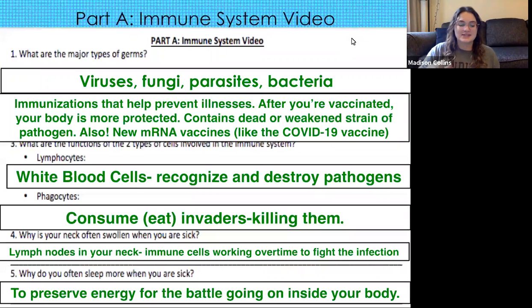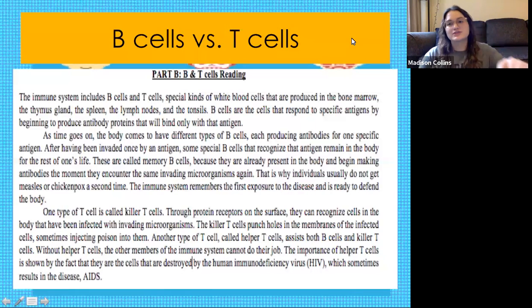All right. Now, the next thing we're going to do, yesterday we mentioned briefly memory B cells and T cells, but today I want to learn a little bit more about the specifics behind them. So we're going to read this passage. I want you guys to follow along with me as I read it with you, make any important annotations, and then use that information to answer the question below.